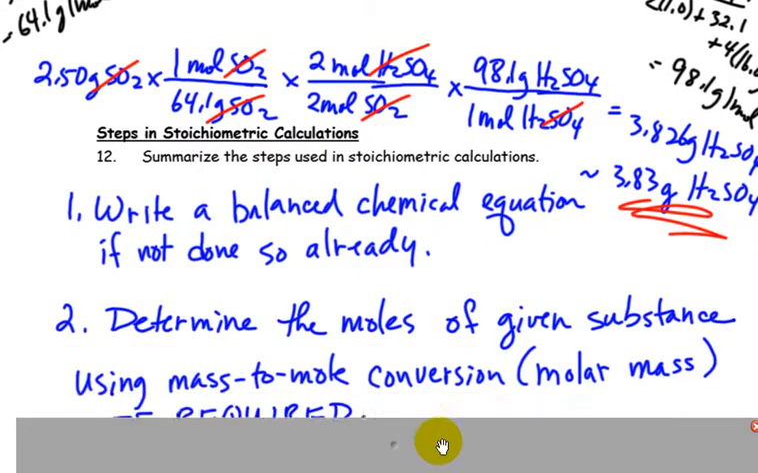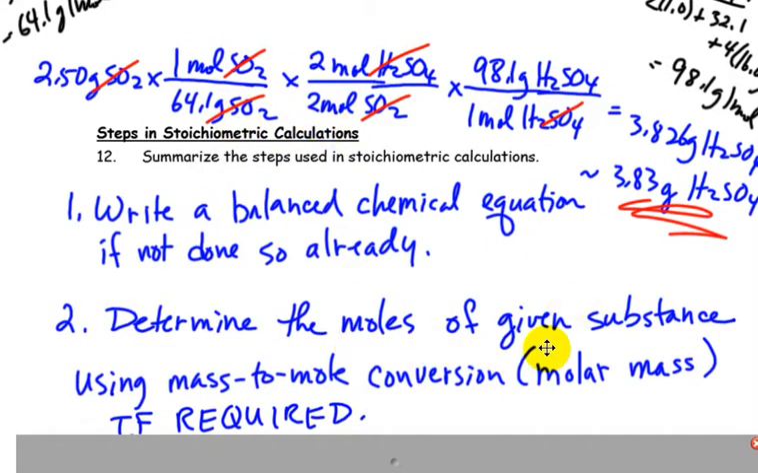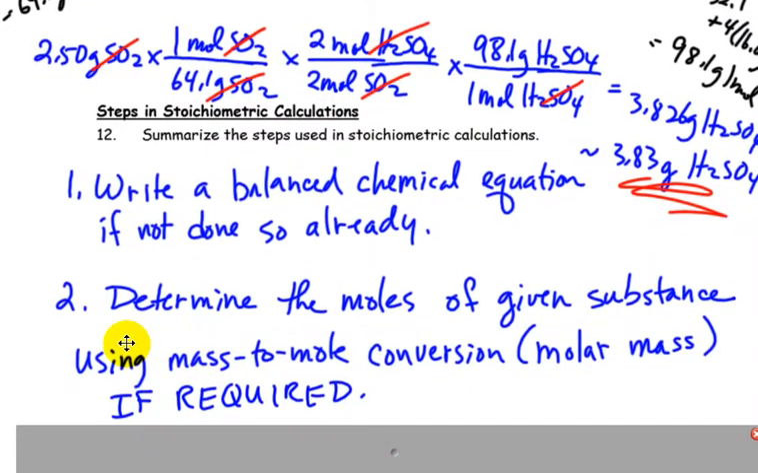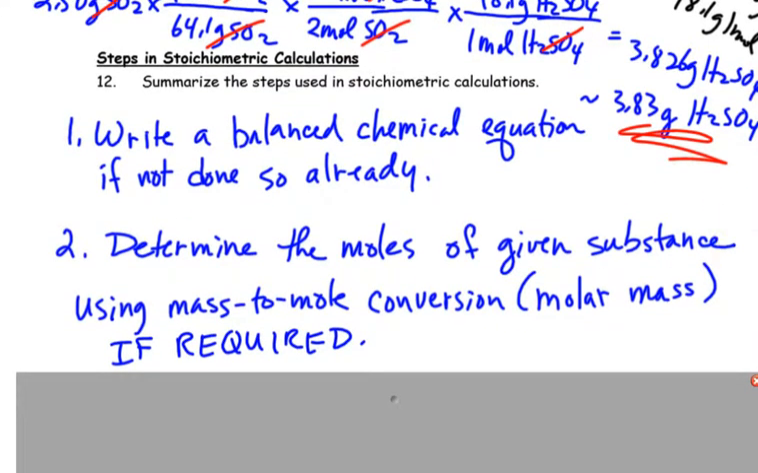Next, determine the moles of a given substance using the mass to mole conversion, i.e. the molar mass, if you need to. So this is an example of, yes, I do need to. I need to go from grams to moles. If you're going moles to moles or moles to mass, you don't need that step because it's already in moles. Just write it above the correct reactant or product. So this one may be optional depending upon what the question is. If you're starting off with grams, yes, you'll have to do that.